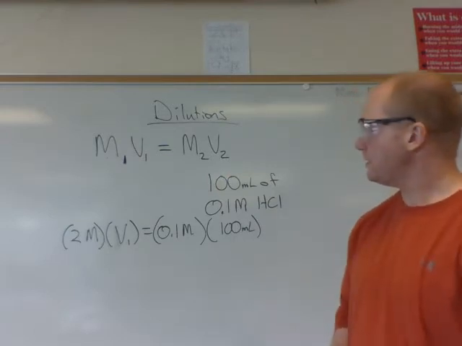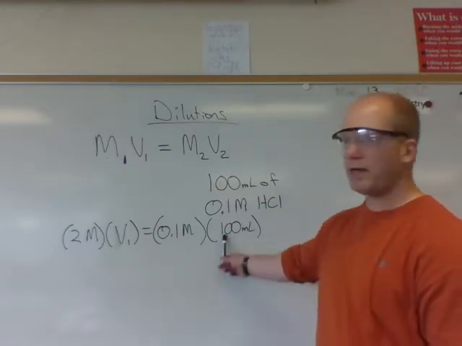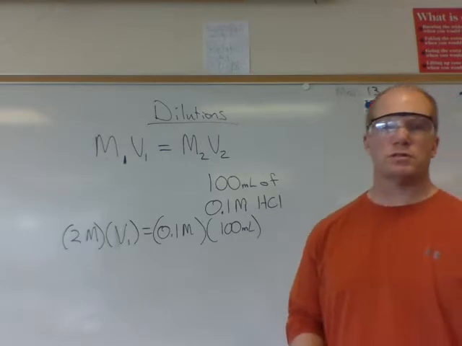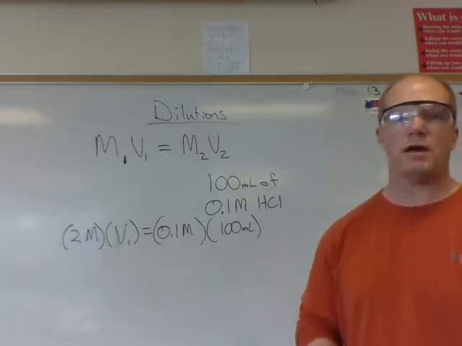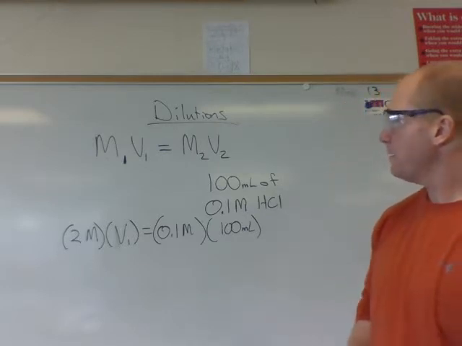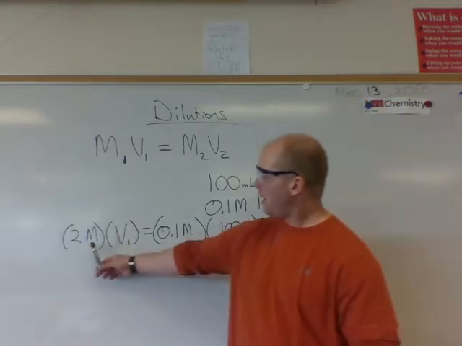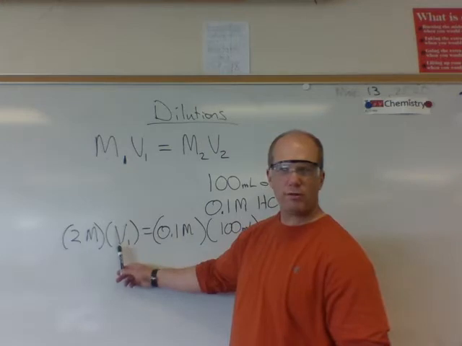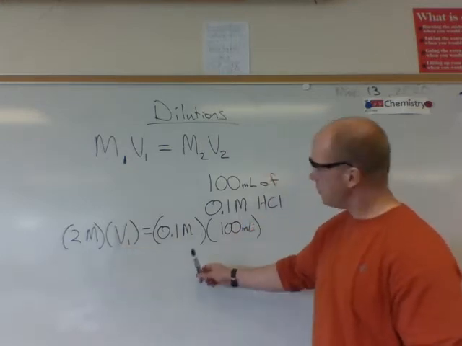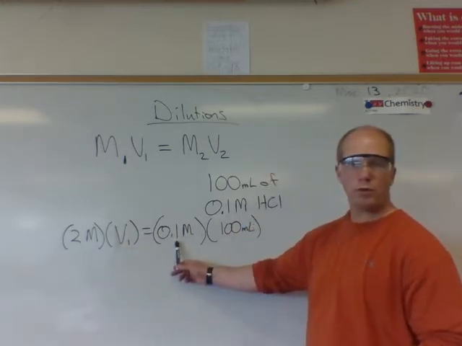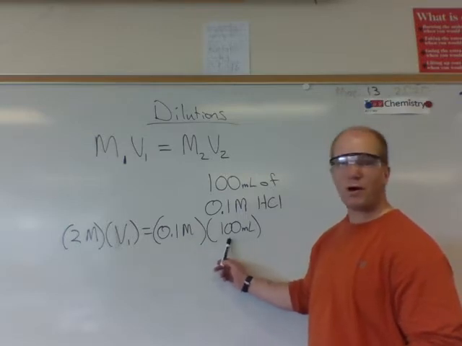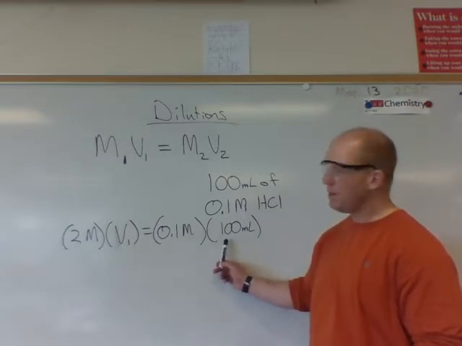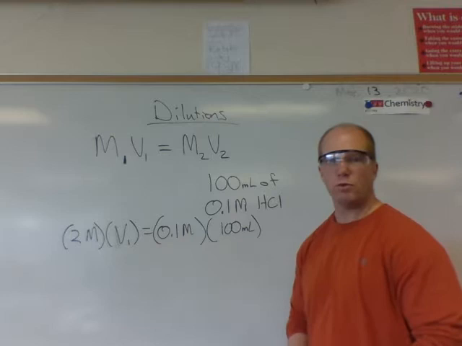So what I did here is I plugged my values into my equation, because like with most solutions, when we make them, we need to figure out how much to start with. I have 2 molar, that's what I'm starting with, but I don't know what volume of that to use. I do know this though: I want 0.1 molar concentration and I want 100 milliliters. So now all I have to do is solve for V1.